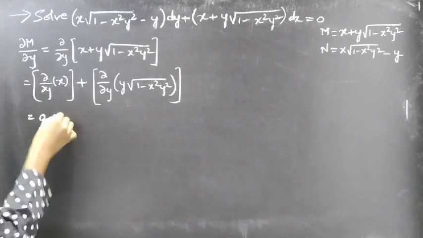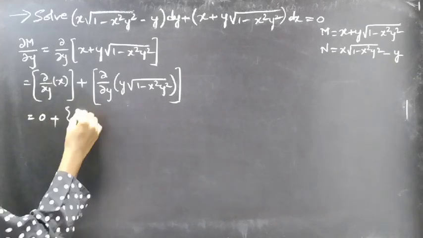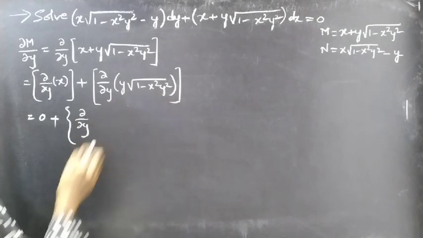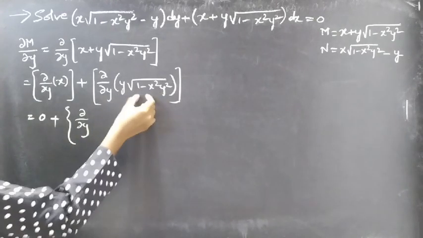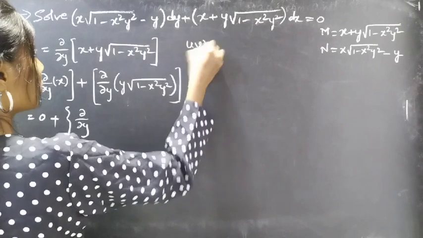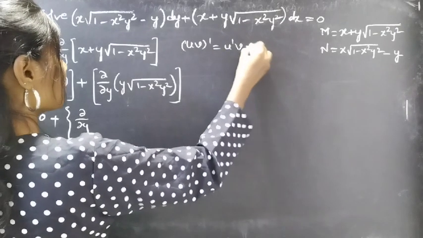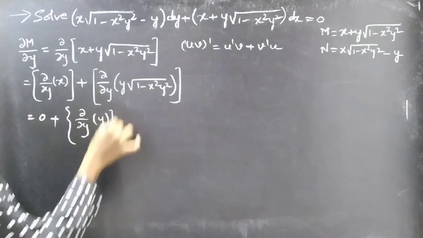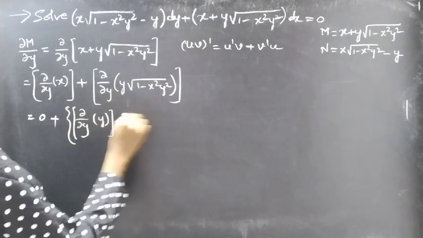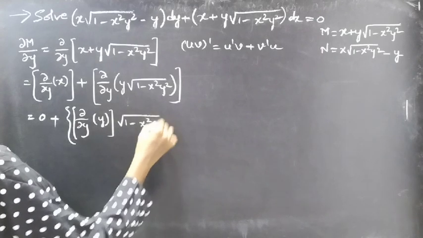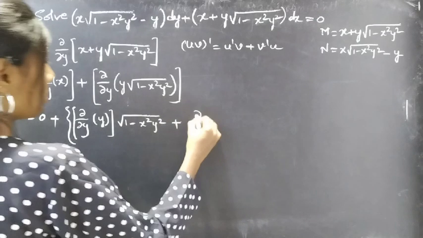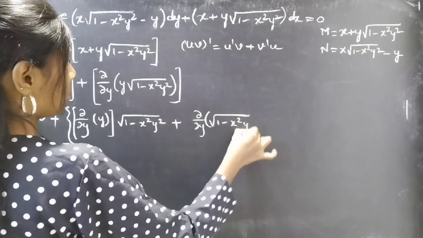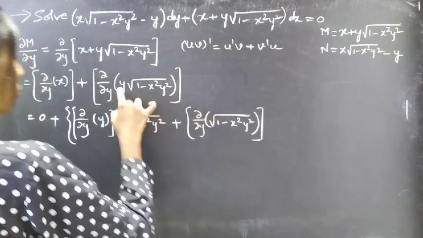Plus the partial derivative of, here we are having a product of two terms, right? We need to find the derivative of a product of two terms. So we'll apply the uv dash formula, which is u dash v plus v dash u. So we'll get the partial derivative of y with respect to y into square root of 1 minus x square y square plus the partial derivative of square root of 1 minus x square y square into y.